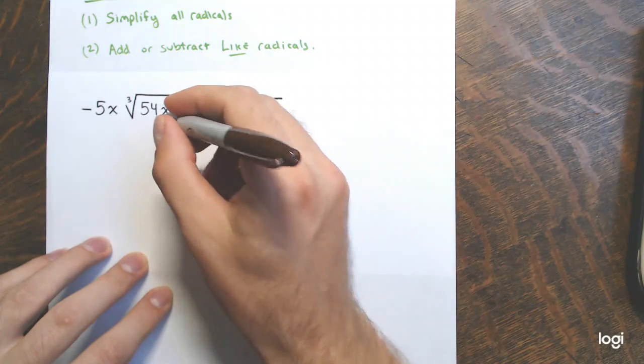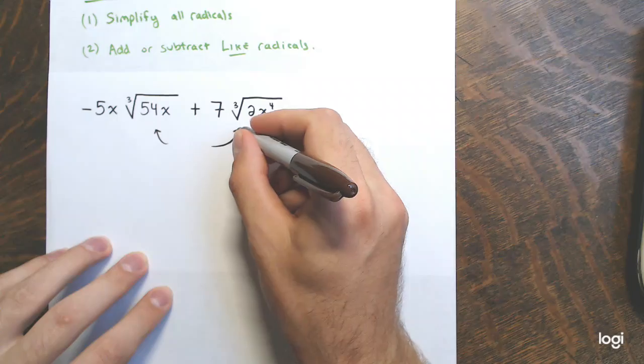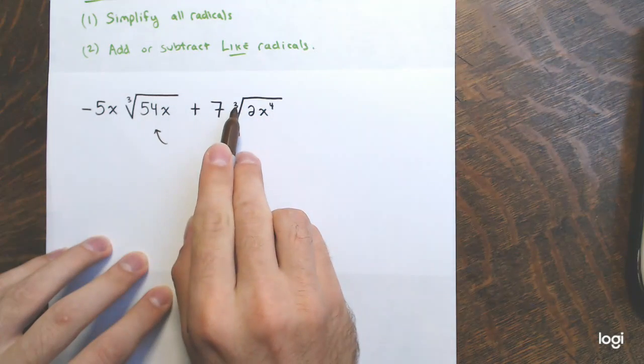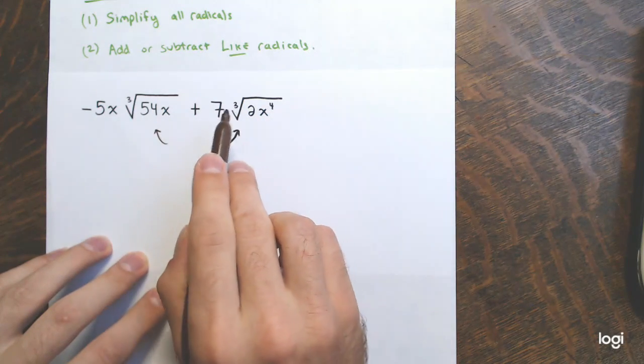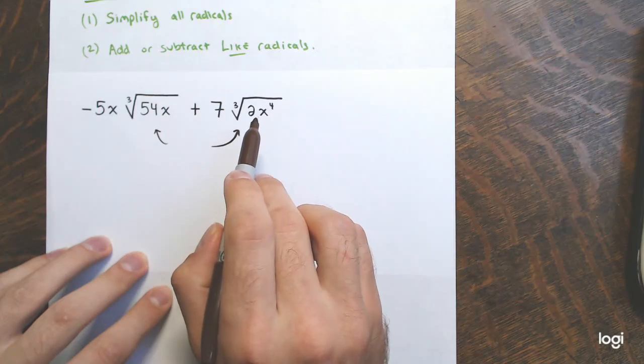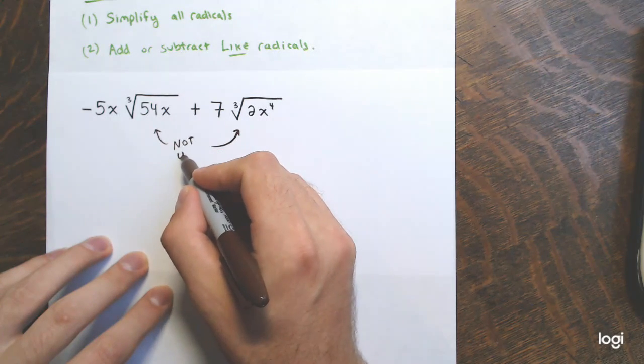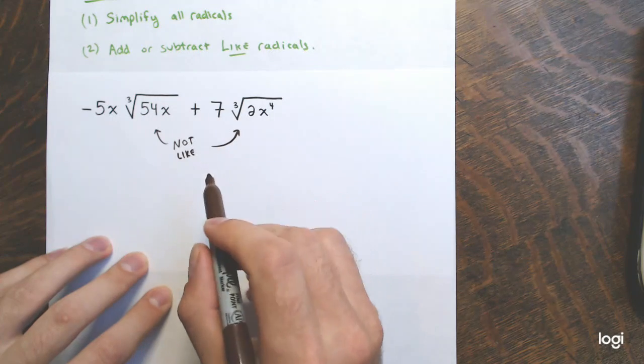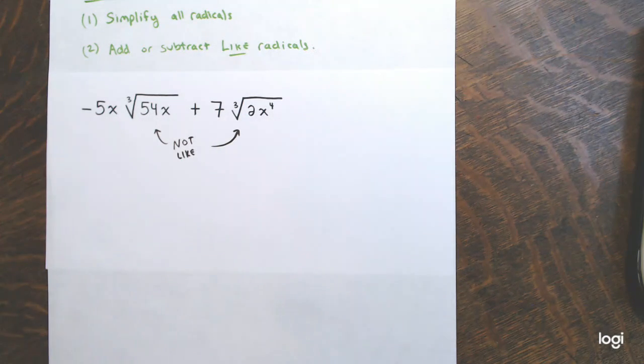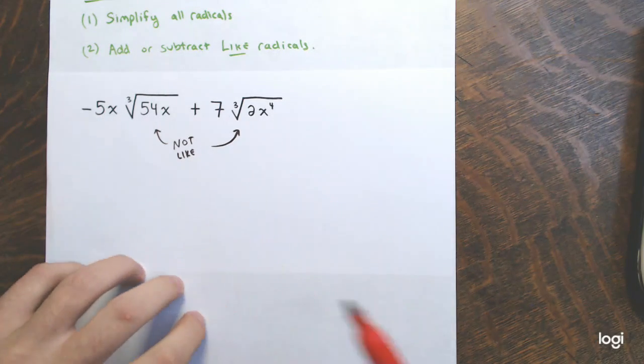These radicals in these terms, both these cube roots, they have the same index, wonderful, but they have different radicands, so these are not like. I cannot add these the way they look right now.